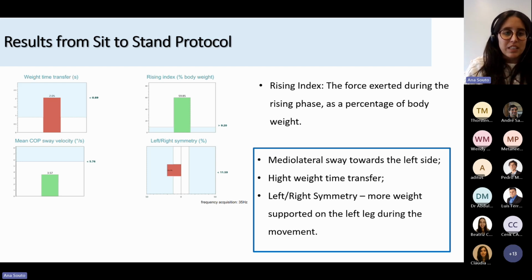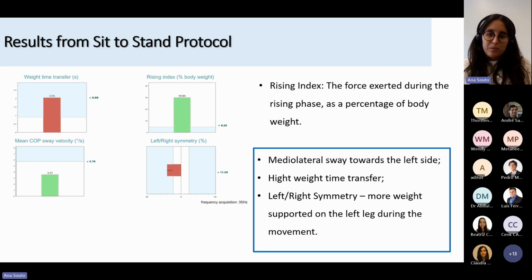Then we have the left and right symmetry that will give us an asymmetry, and will inform us if there is any asymmetry of weight. And here we can see there is a big asymmetry in favor of the left side. So the main alterations with this patient that we can assess with this protocol are these.